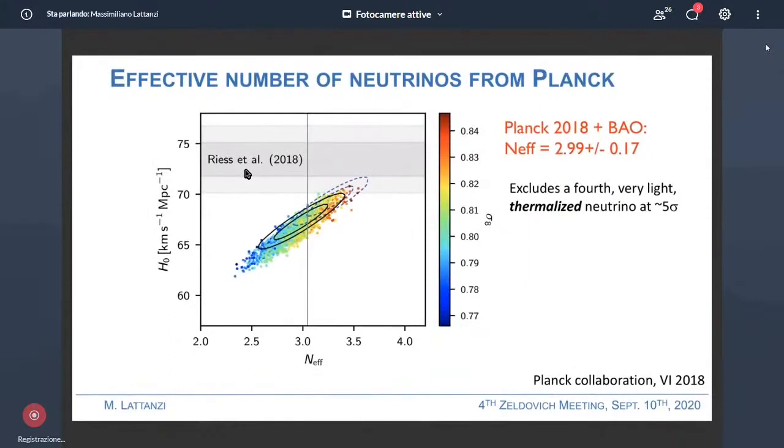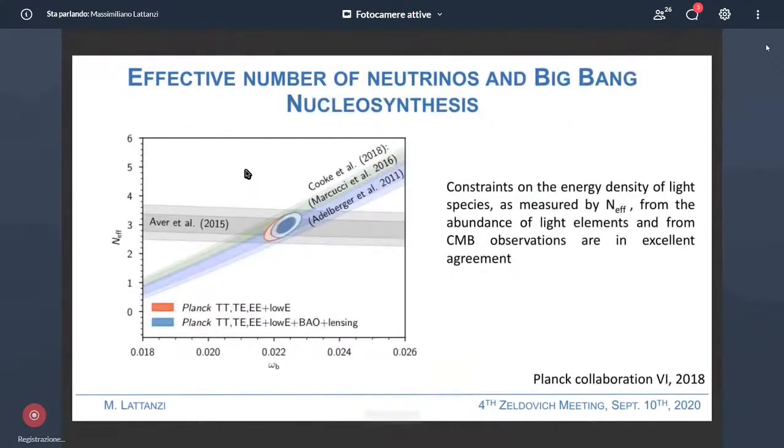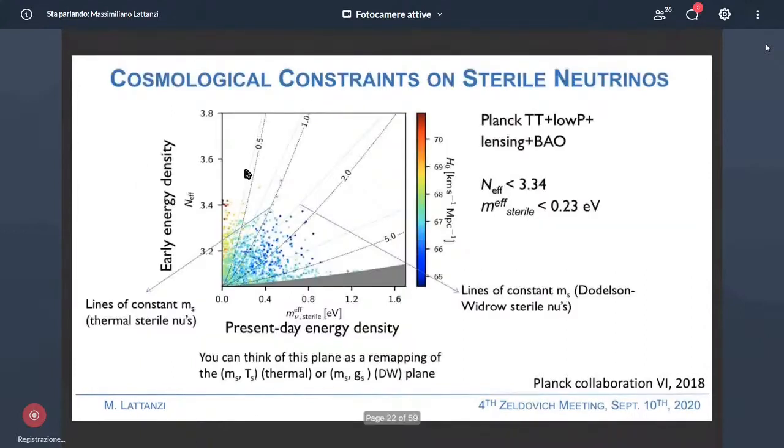Okay, now let me talk very quickly about the effective number of neutrinos that, as I told you at the beginning, are measured by Planck and are very much consistent with the standard expectation of 3.046, and also consistent with what you measure from standard Big Bang nucleosynthesis. So there is also a very good agreement between the measurements from Planck and the measurements from the abundances of light elements.